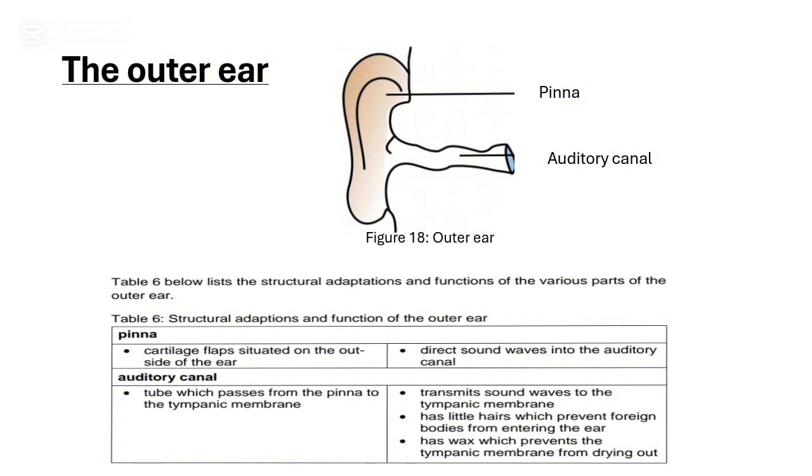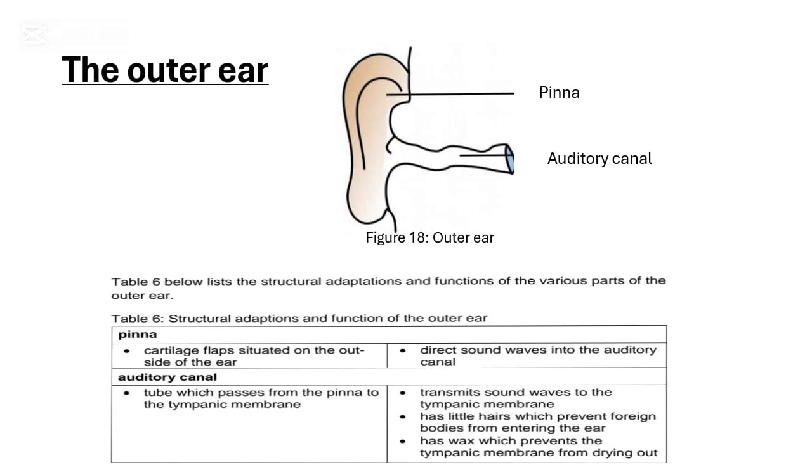Table 6 below lists the structural adaptations and functions of the various parts of the outer ear. The pinna. It has cartilage flaps situated on the outside of the ear. The function of the pinna is to trap and direct sound waves into the auditory canal. Auditory canal. It is a tube which passes from the pinna to the tympanic membrane. It has the following functions.